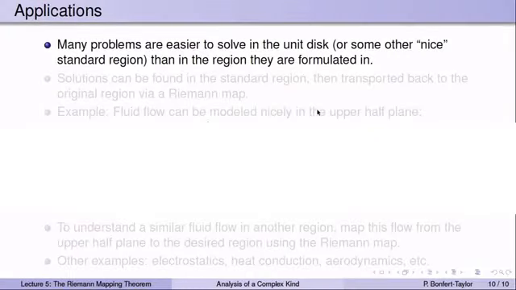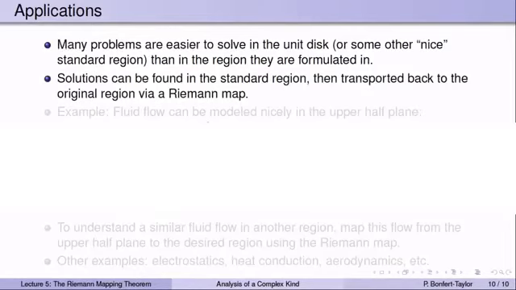Now, why is this important? Why is the Riemann mapping theorem so powerful? Many problems are easier to solve in a standard region, like the unit disk or the upper half plane, or some other nice standard region, than in the region they're actually formulated in. A solution to a problem can then be found in the standard region, and afterwards transported back to the original region via a Riemann map.